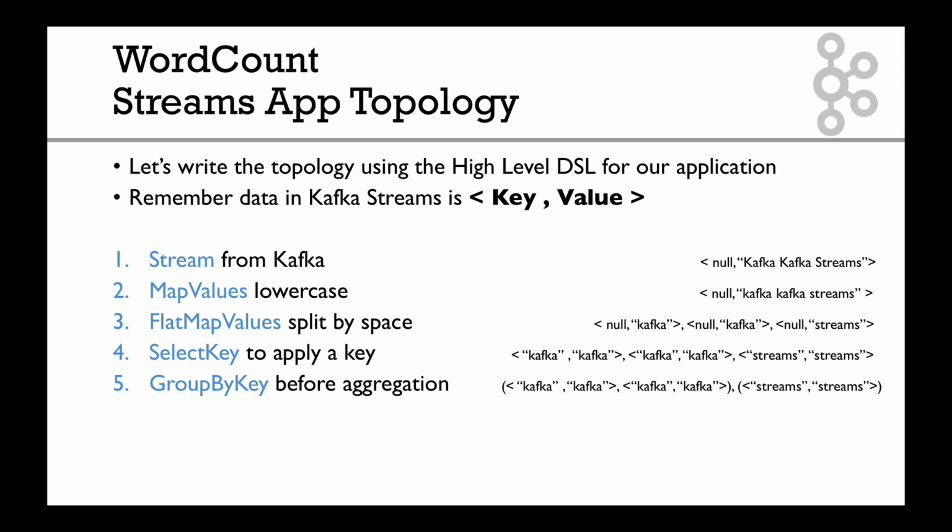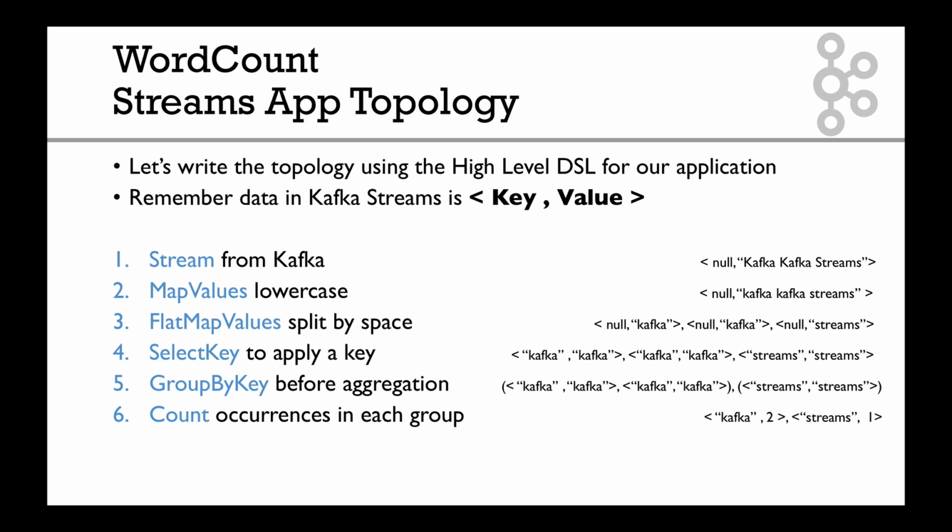And a group by key groups your messages, your data, by key. So because we defined a new key before using select key, now when we do a group by key, the first two messages that share the same key, which is called Kafka, are together, and the last message, which is streams, is by itself, okay? But if there were new messages with the same key streams, then they would be grouped.